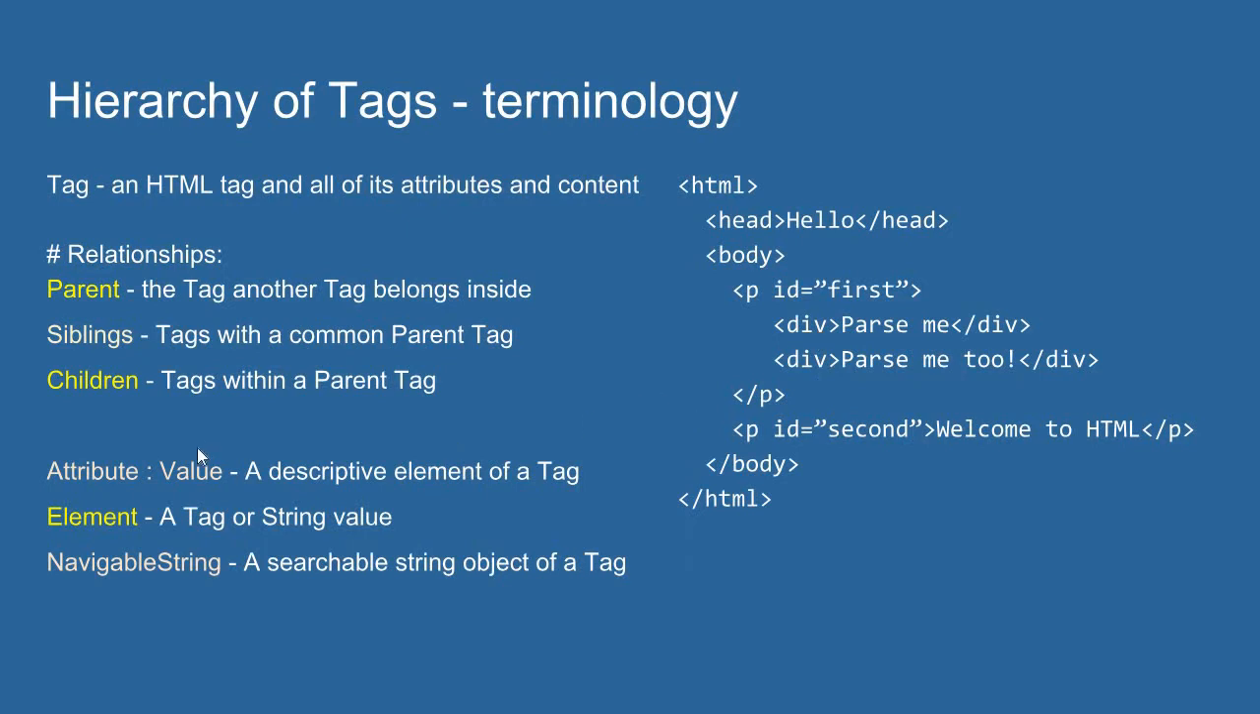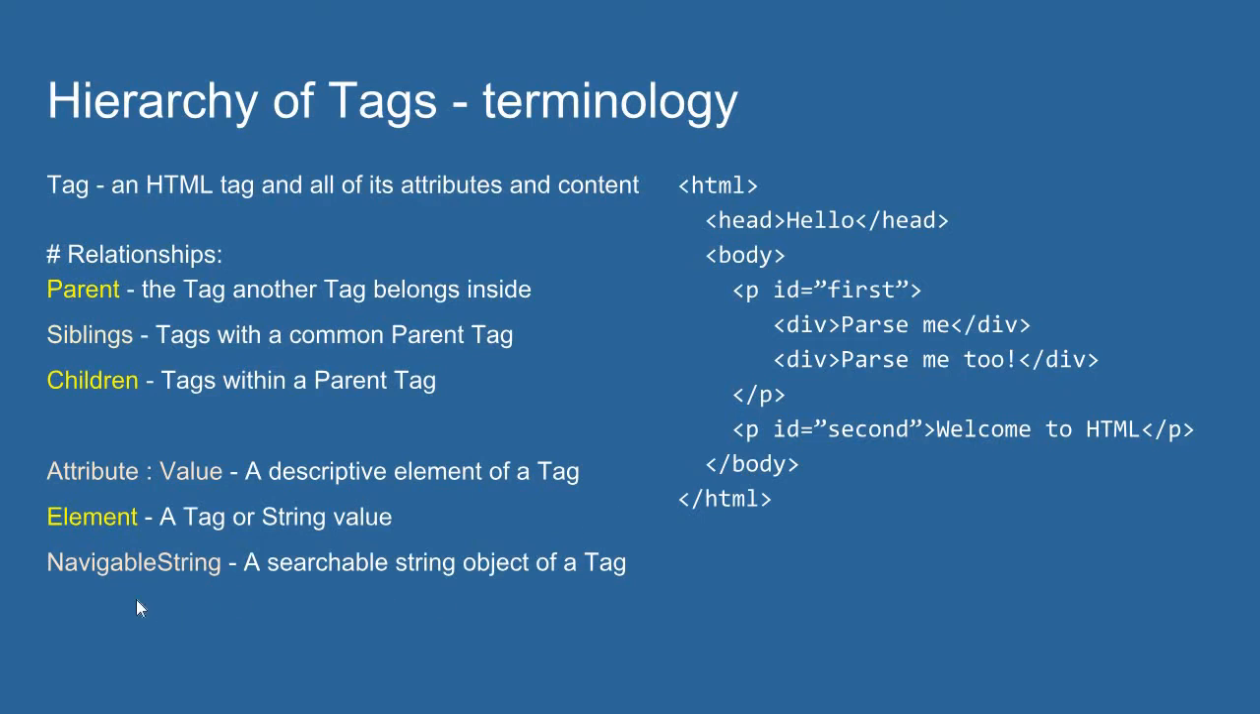Okay. When we talk about attributes and values, certain HTML tags can have attribute value pairs attached to them. So for example, in this paragraph tag, I have the attribute id, and it's set equal to the value first. So this is an attribute value inside a paragraph tag. When I talk about an element, I'm talking about either a tag or the string of text inside the tag. Both of these are elements of HTML.